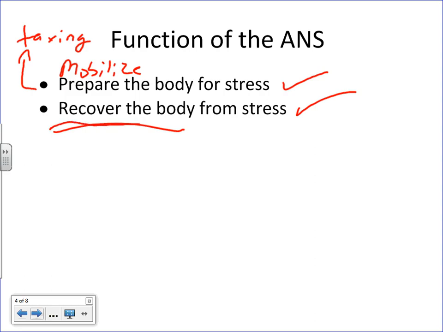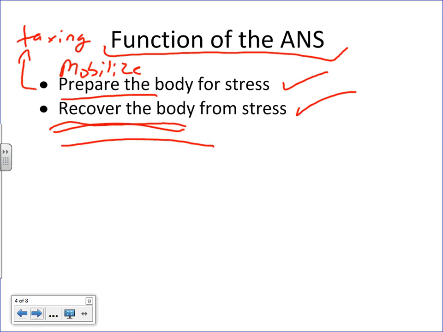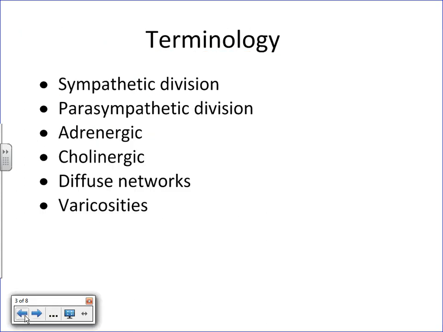The events that take place, and then also the repercussions of too much stress as well. So that's realistically what the autonomic nervous system is there to do for us: help us deal with stress. Like I said, mobilize the body for stress and then allow us to recover from the mobilization. And there is some terminology to understand that will correlate with your understanding of how the autonomic nervous system allows us to deal with stress.